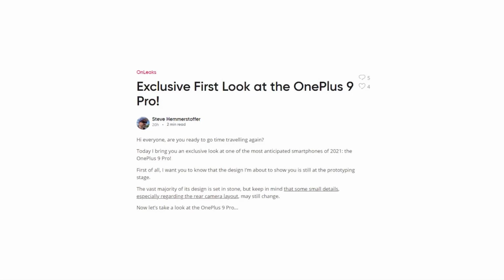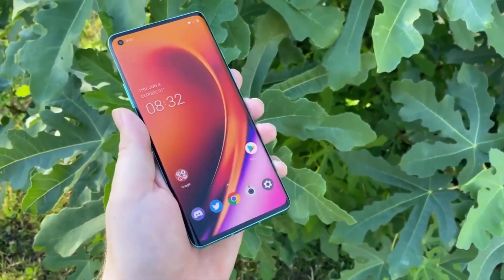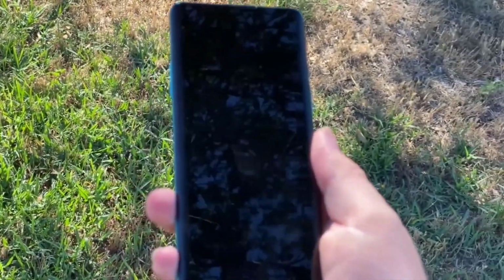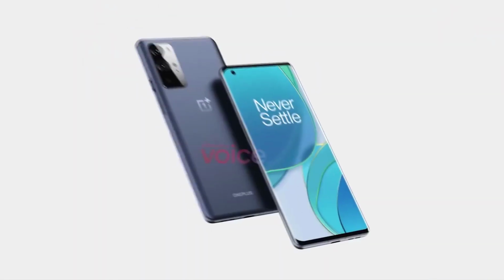So earlier we saw the first looks of the OnePlus 9, which was the OnePlus 9 and the OnePlus 9 Pro, earlier on this channel, and now let's talk about the OnePlus 9e, which is going to be the successor of the OnePlus Nord.